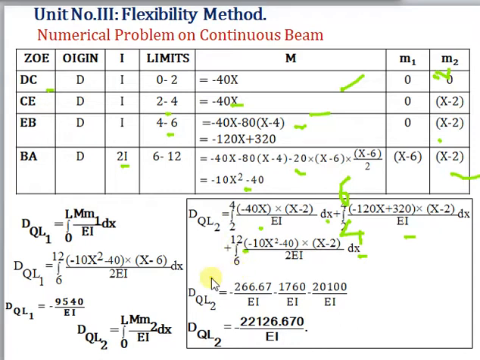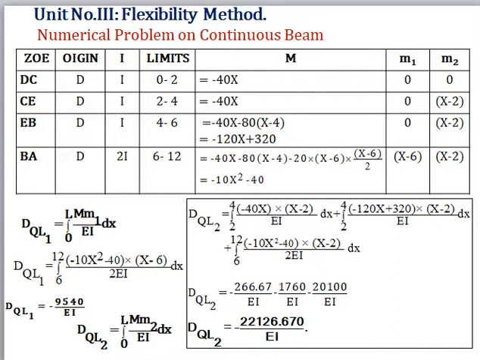Okay. So after solving this we will get delta QL2 is equal to minus 22126.670 divided by EI. Okay. So these are the values of the displacement.